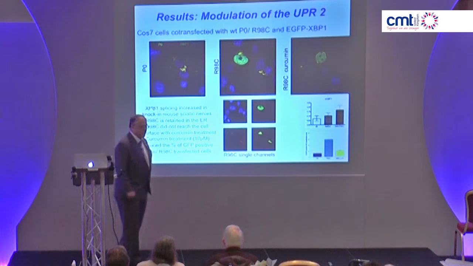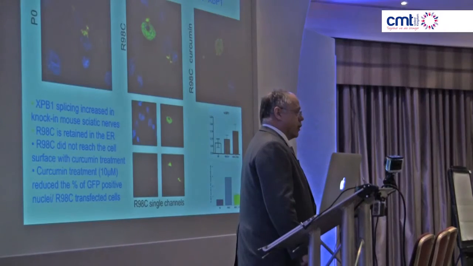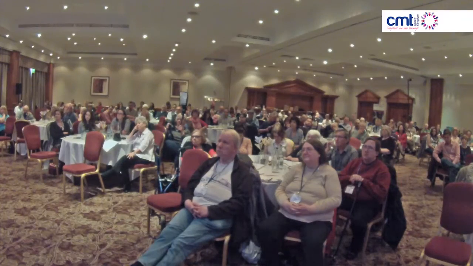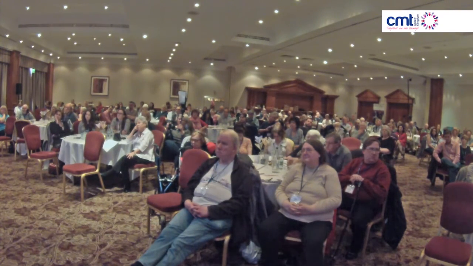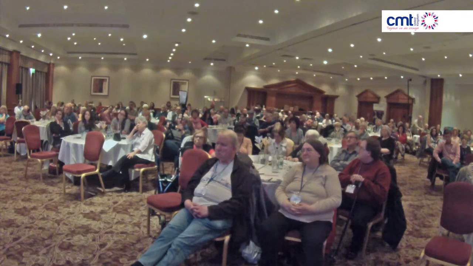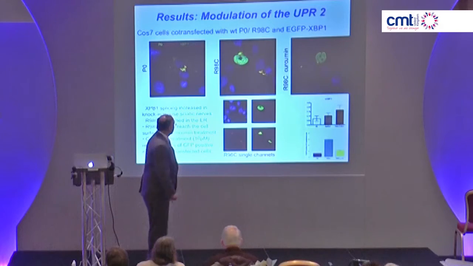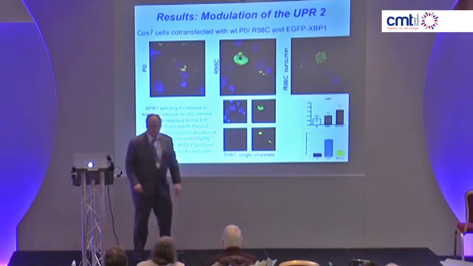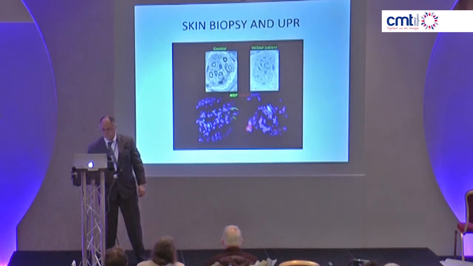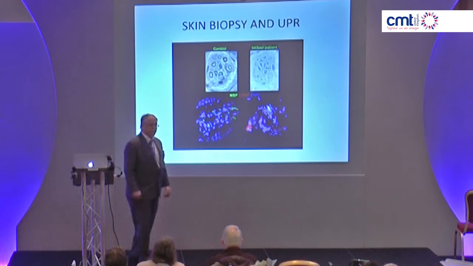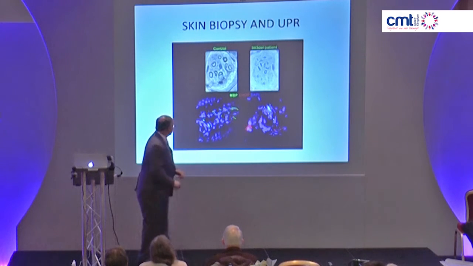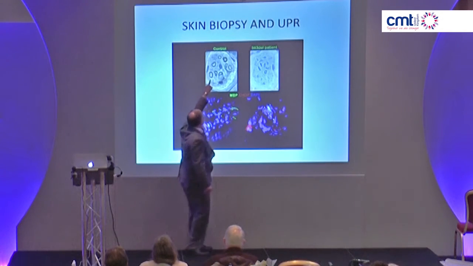So what we did was we got one of these reporters, like firefly luciferase, but this is called green fluorescent protein. And if that XBP1 goes into the nucleus to change the behavior of the cell and improve the neuropathy, you can see it like this. And you can do those skin biopsies. If you remember, I showed you the skin biopsies on somebody's finger. You can look, here's the peripheral nerves.